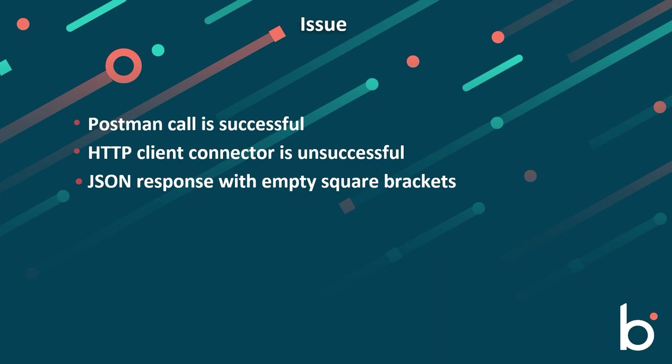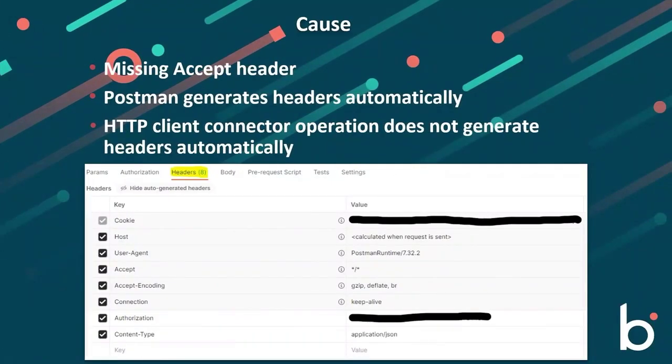This will look like the data is in the JSON format, but the document is just filled with empty square brackets. The reason why this works in Postman, but not in the Boomi HTTP client connector, is because you're missing the accept header with the value */*.